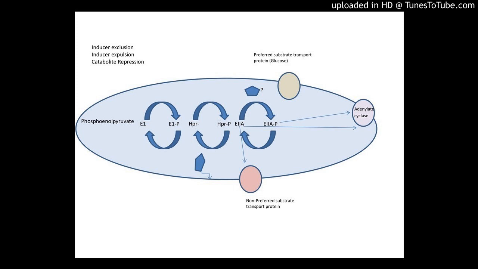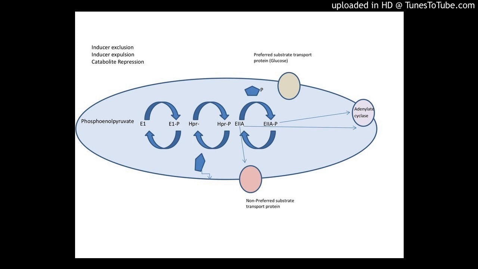The inducer itself is the sugar that would turn on genes for the degradation of the non-preferred substrate. So if it were maltose coming in, it would turn on a maltose gene because it's an inducer for a maltose gene. It doesn't fully turn on unless it has adenylate cyclase converting ATP into cyclic AMP. So in the presence of lots of glucose, you've dephosphorylated more of the enzyme 2A. That lets the cell know that a preferred substrate is present in the environment, and the enzyme 2A in its dephosphorylated form can bind to the non-preferred substrate transport protein.